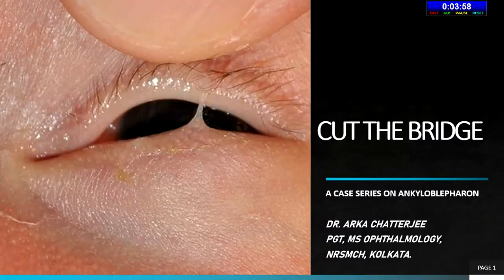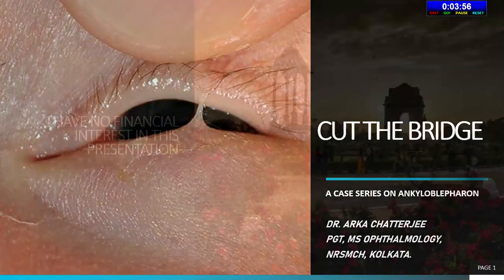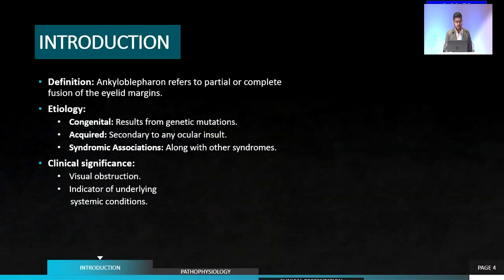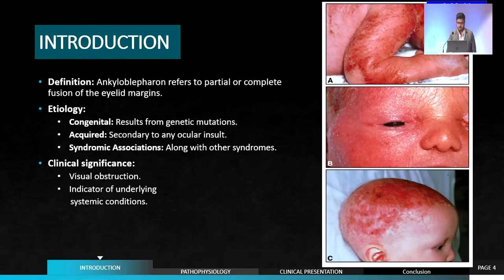Good morning, everyone. I am Dr. Arka Chatterjee, and I am here to present a case series on ankyloblepharon. I have no financial interest, and I would like to thank my professors. Ankyloblepharon refers to a partial or complete fusion of the eyelid margins. Etiologically, they can be congenital or acquired and may have syndromic associations which present with multisystem involvement.